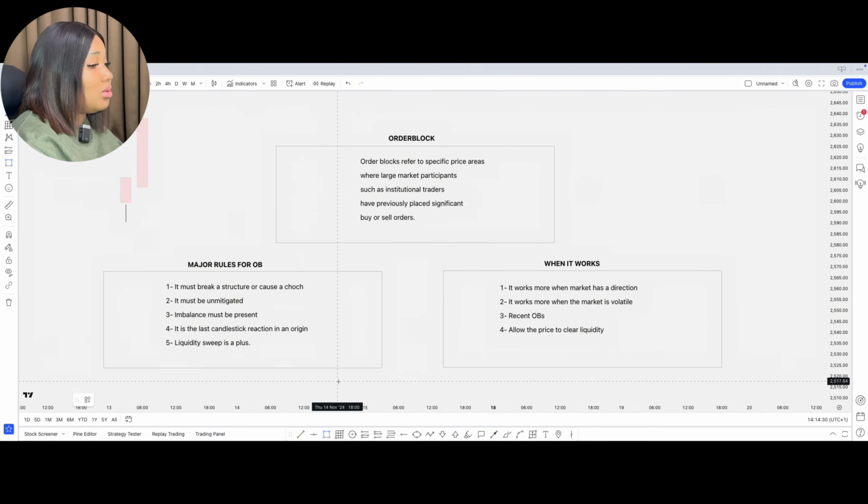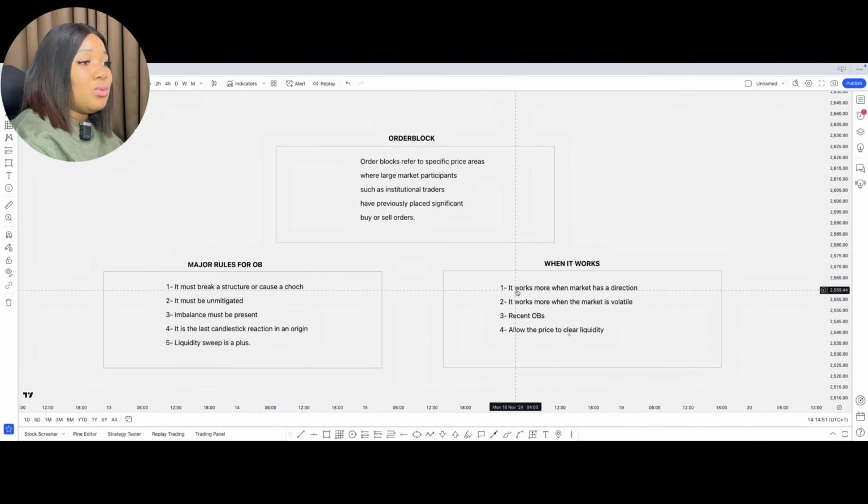So once you map it out, you just patiently wait for price to come into that particular origin. So that weak rejection is more like a plus to the rules. So if you notice it, it makes the order block more valid. So I've also stated where it works, like when it works.